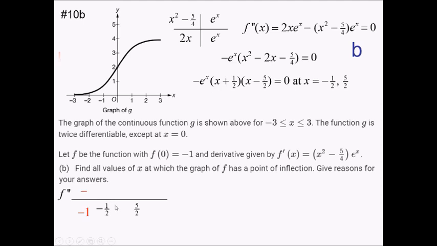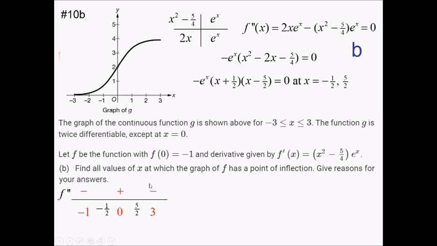Now let's test something between these two critical values. 0 is a good number. So we've got a negative, a positive, and another negative. 2 negatives gives me a positive. And then something bigger than 5/2. How about 3? So that's going to be negative, positive, positive. So 1 negative gives us negative overall result.